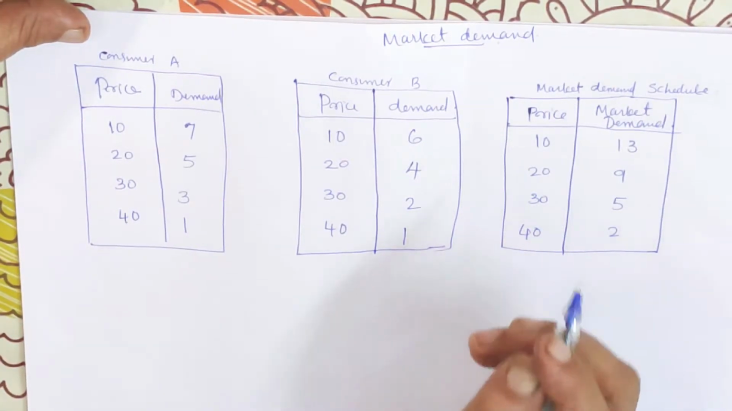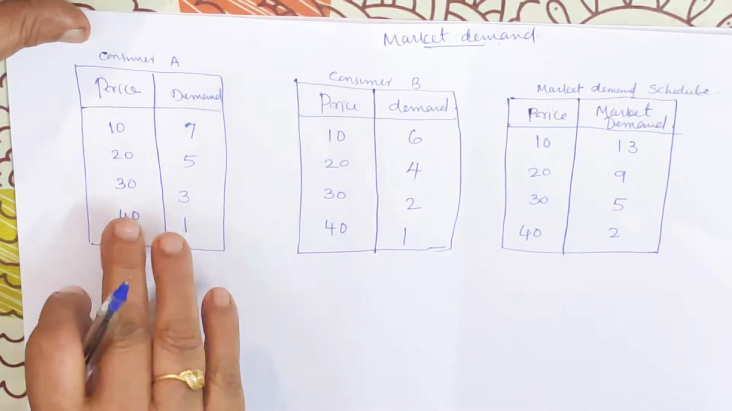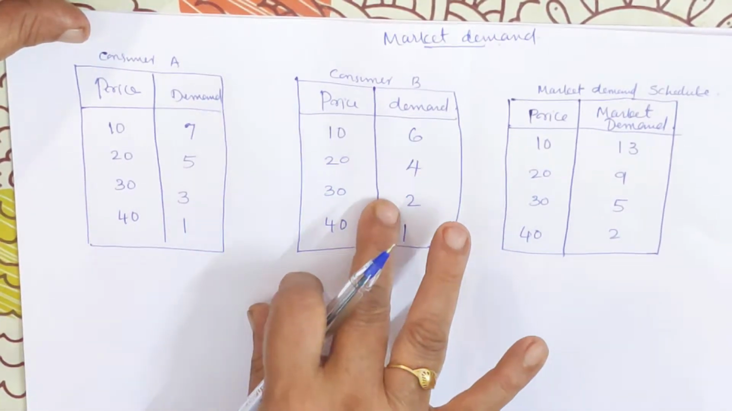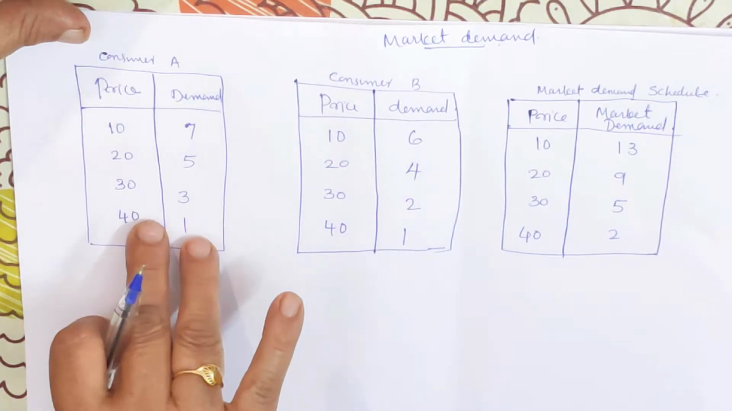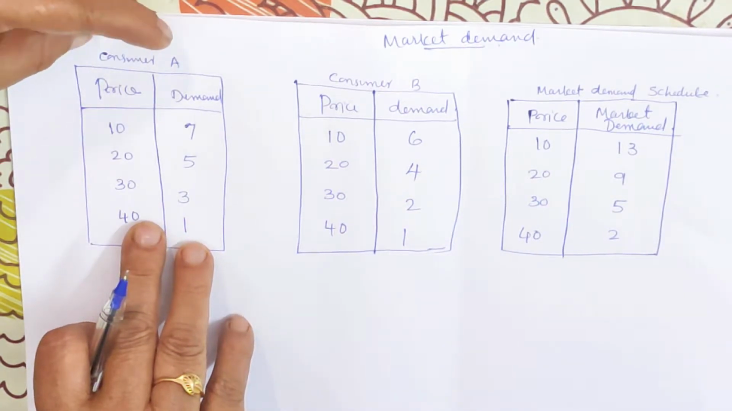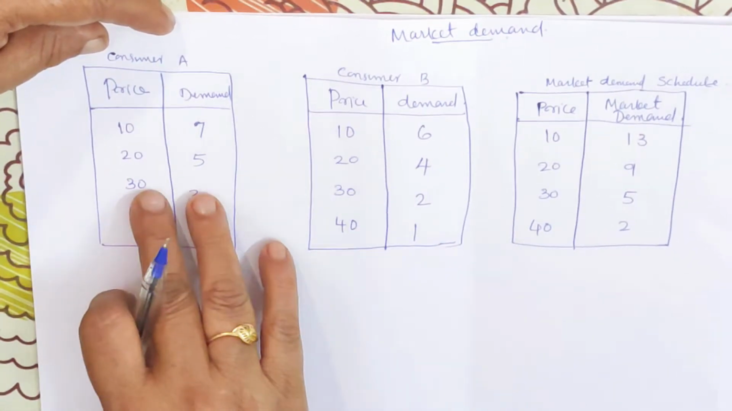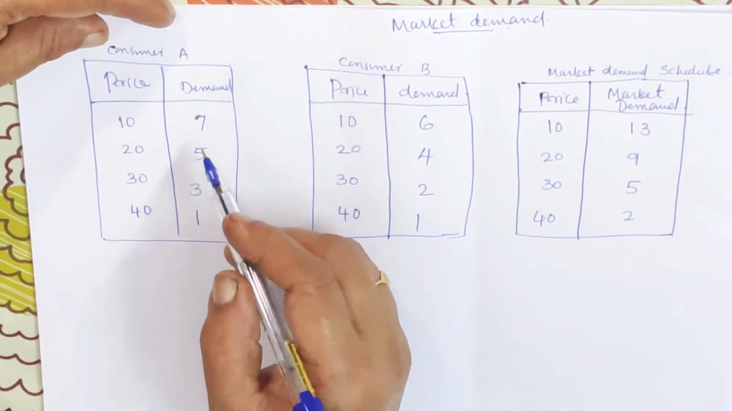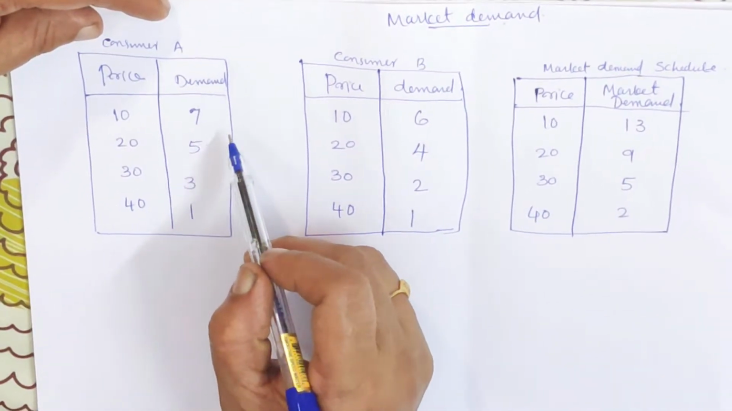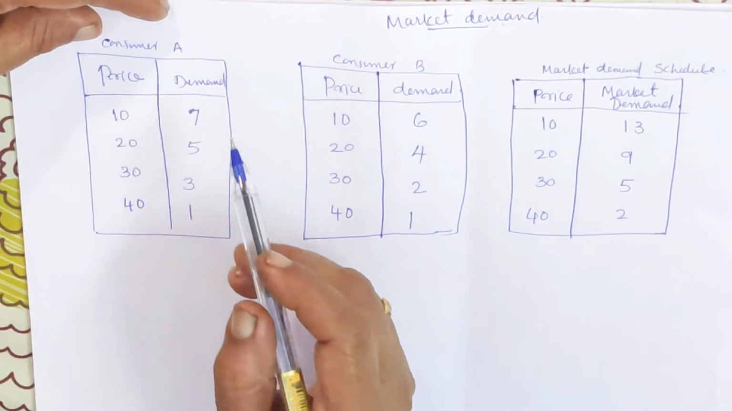In our example, there are two consumers in a market, consumer A and consumer B. First, we can discuss the quantity demanded by consumer A at different price levels. When the price is rupees 10, quantity demanded by consumer A is 7.